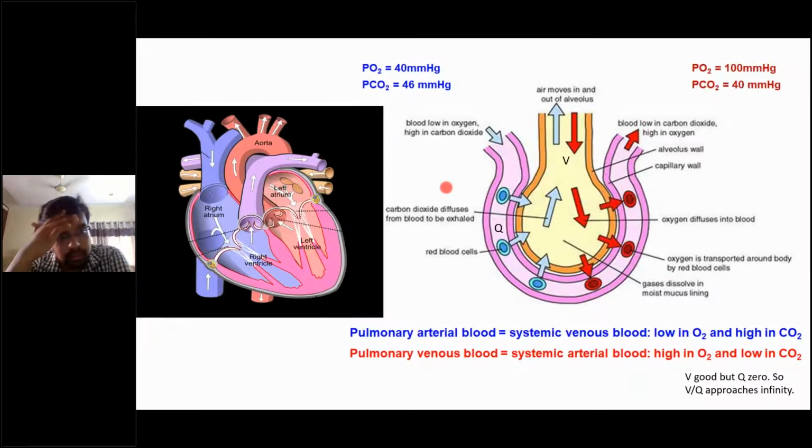So we have the pulmonary artery, right? The pulmonary artery is bringing the venous blood, which is low in oxygen and high in carbon dioxide, right? Obviously, the inferior vena cava is bringing the entire venous blood from the whole body into the right ventricle, into the pulmonary artery. So this blood is low in oxygen, with a partial pressure of approximately 40 millimeters of mercury.